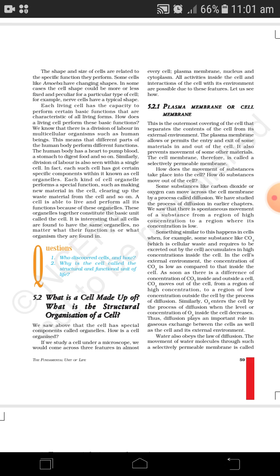Similarly, O2 enters the cell by the process of diffusion when the level of concentration of CO2 inside the cell decreases. Next, water also obeys the law of diffusion. The movement of water molecules through such a selective membrane is called osmosis. What is called osmosis? The movement of water molecules through such a selective membrane is called osmosis. This is part 1.